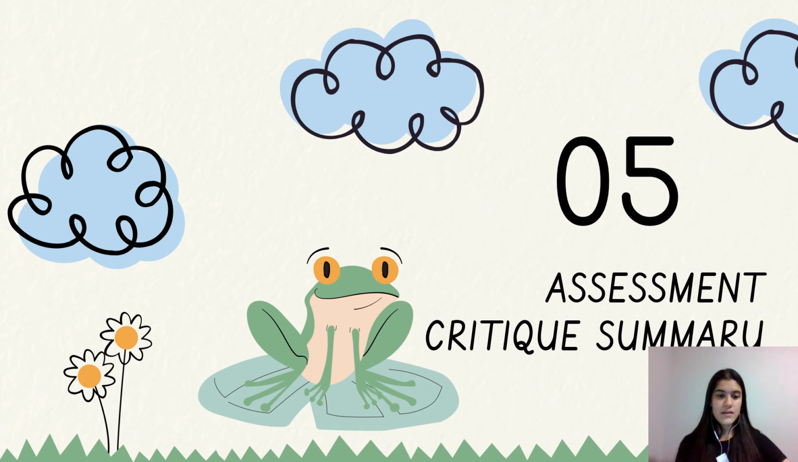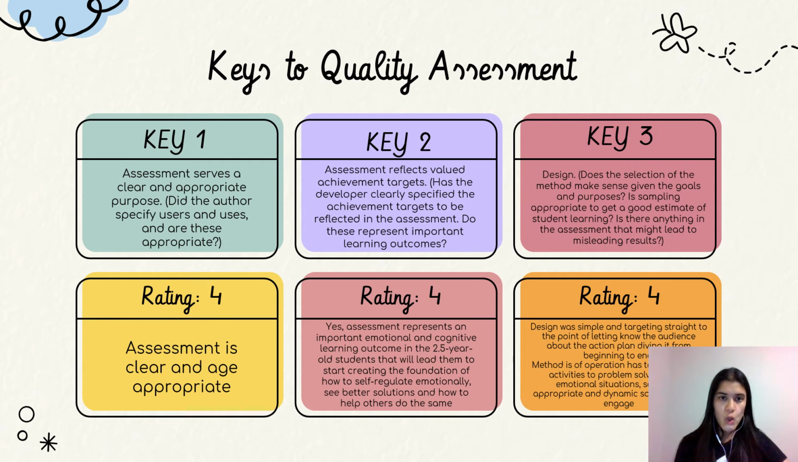The fifth one is assessment critique summary. Okay, so we have the keys to quality assessment. The first key will be assessment serves a clear and appropriate purpose. The rating will be 4, because the assessment, which are the SAQs that I just showed you before, will be age appropriate and clear.